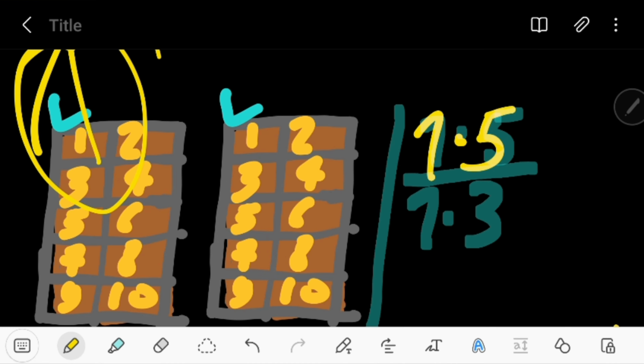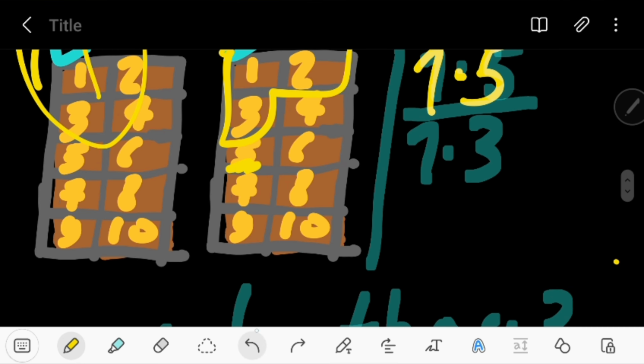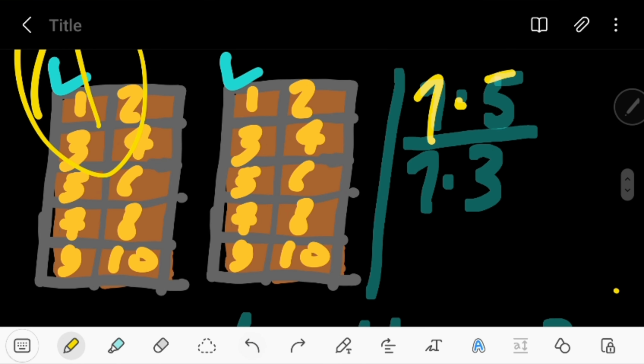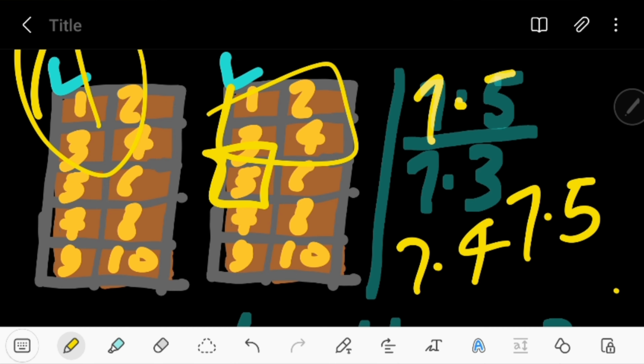But what if rather than eating 5 pieces, we ate up to 3 pieces? We would write it as 1.3. If you ate up to 4 pieces, we would write it as 1.4. If you ate up to 5, we would write it as 1.5, and so on.